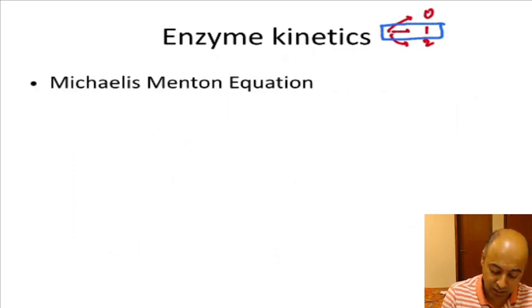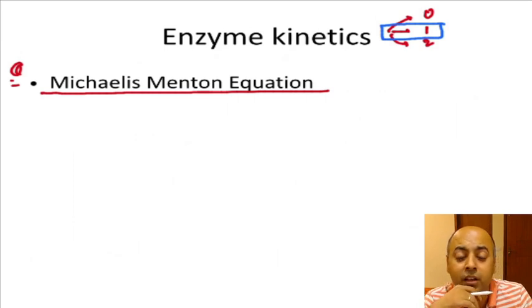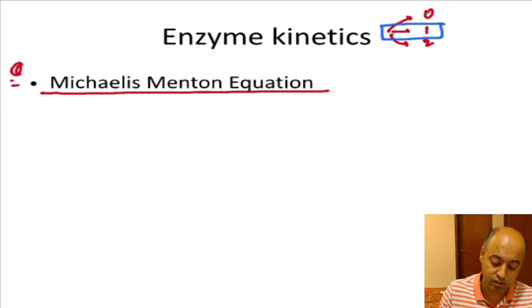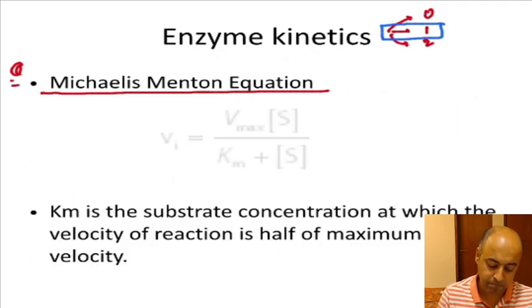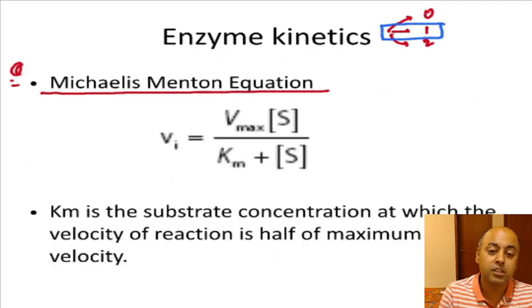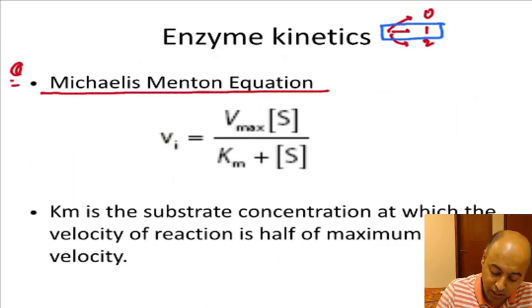And the best equation that we have is what is known as the Michaelis-Menten equation. Very frequently you will get various options in the exam where you have to identify the correct Michaelis-Menten equation. So please make note of this description of the Michaelis-Menten equation. As per the Michaelis-Menten equation, Vi, that is the initial velocity, is equal to Vmax into substrate concentration upon Km plus substrate concentration.